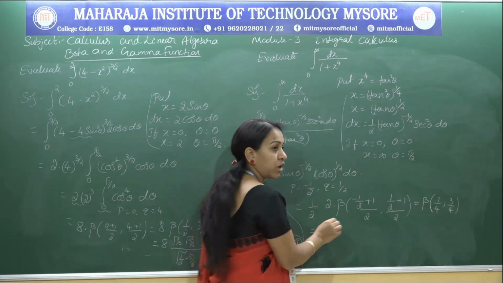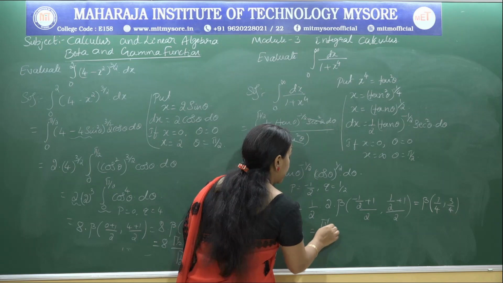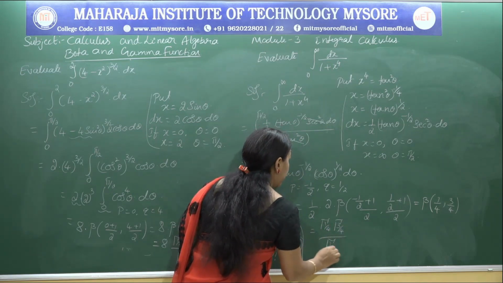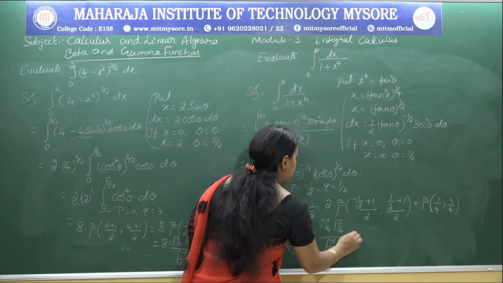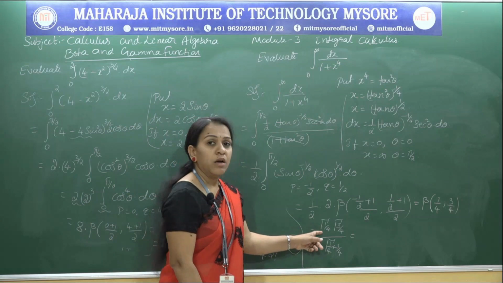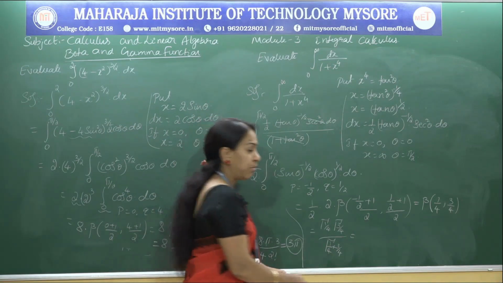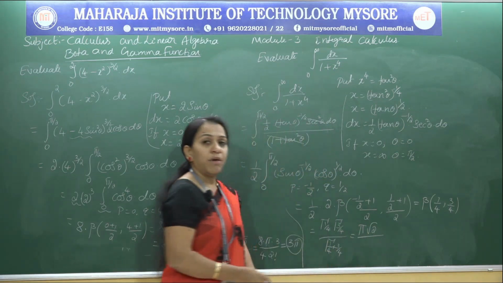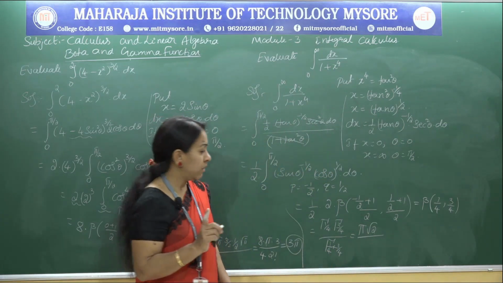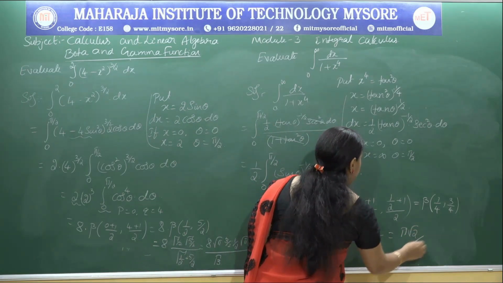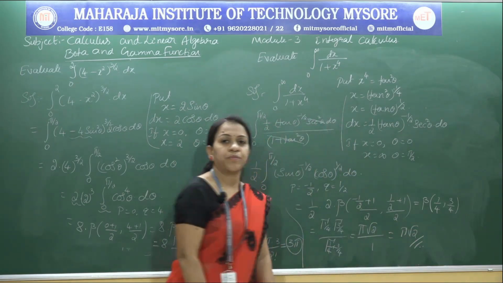So beta 1 by 4 comma 3 by 4 is gamma 1 by 4 into gamma 3 by 4 by gamma 1 by 4 plus 3 by 4. So we know using a standard result, gamma 1 by 4 into gamma 3 by 4 is pi into root 2, whole divided by gamma 4 by 4, which is nothing but gamma 1, which is 1. So the required result is pi root 2.